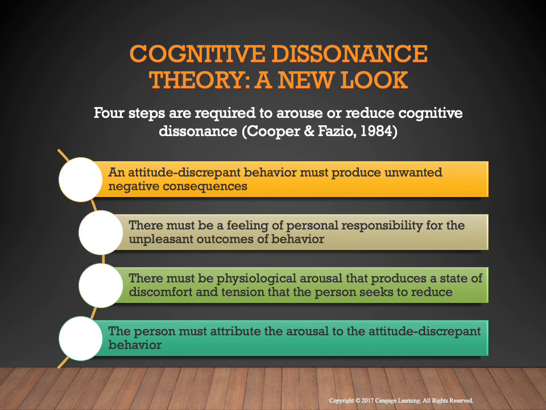There must be a feeling of personal responsibility in the unpleasant outcomes of behavior. So again, for cognitive dissonance to occur, those negative unpleasant outcomes must feel like I've caused them, like there are personal consequences to the behavior choice. There must be physiological arousal that produces a state of discomfort and tension that a person seeks to reduce. This is a relatively new factor that's introduced, that it's actually physically uncomfortable to tolerate this tension.